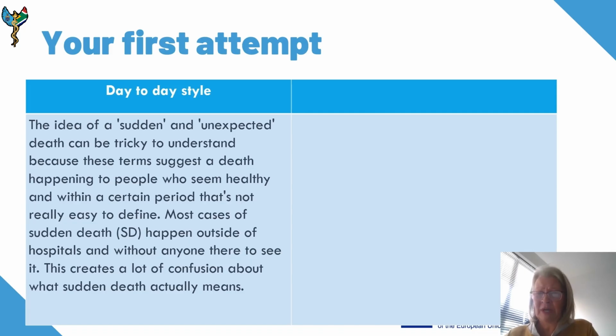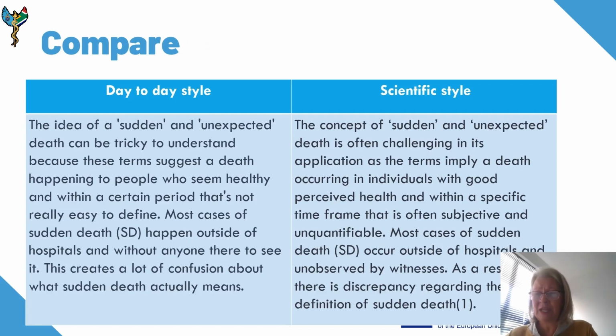So that's our normal writing style. However, if you do it in a scientific style, it changes. So the concept of sudden and unexpected death is often challenging in its application, as the terms imply a death occurring in individuals with good perceived health and within a specific time frame that is often subjective and unquantifiable. Most cases of sudden death, SD, occur outside of hospital and unobserved by witnesses. As a result, there is a discrepancy regarding the definition of sudden death. So you can see, the suggestion always is to write first in plain English and then to step back and write in a more scientific English.